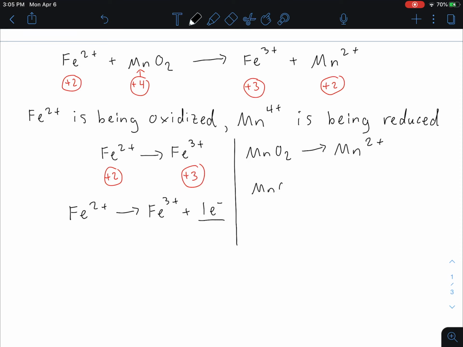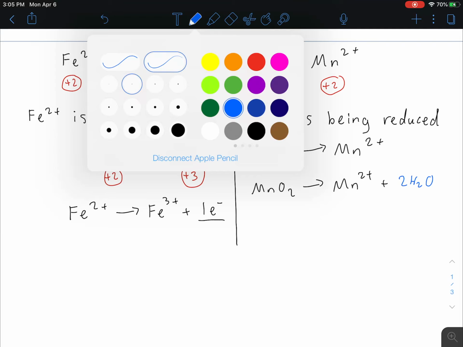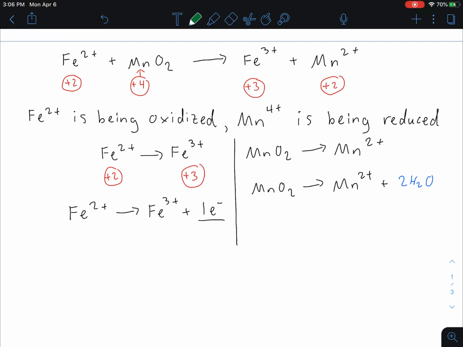So what I'll do is add 2 water molecules to the right-hand side, and that balances out the oxygen, but it unbalances the hydrogen count. So now there are 4 hydrogens on the right and none on the left. So I correct that by adding 4 H pluses.